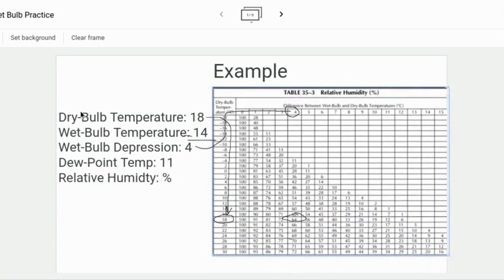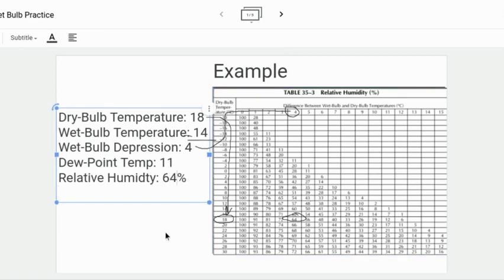So again, same deal. We do the dry bulb. We go down to 18. We look at the wet bulb depression. We go over to 4, and we drop down, and that number is 64%. So that means that it is only 64% relative humidity versus if it were to cool to 11 degrees, it would be 100%.